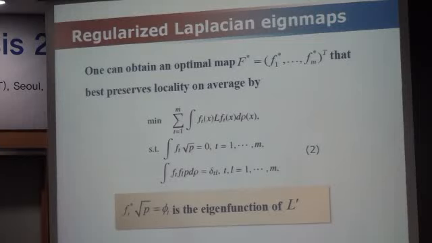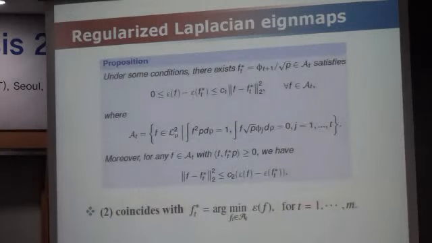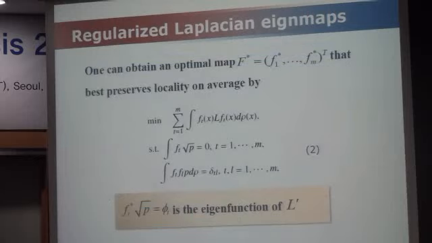So we also want to minimize the integral. This is similar to before, but we have to put some normalization condition. The notation is very complicated. One key number is weak. The minimizer of F, we denote by F star, for t from 1 to m. The F star is the minimizer.